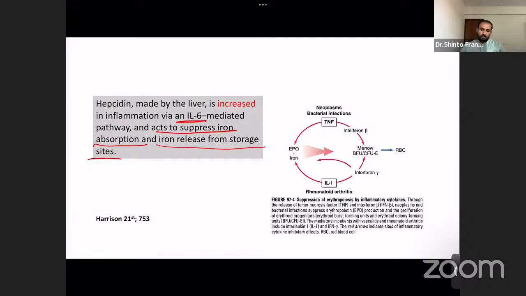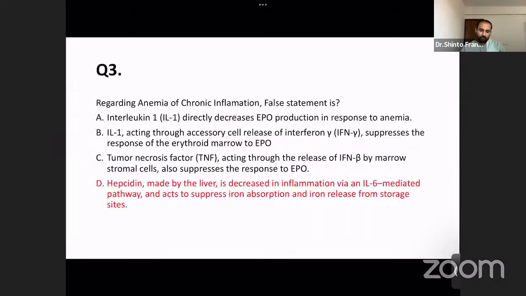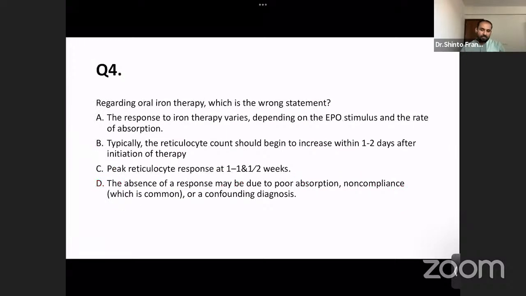Okay. And again in inflammatory states like rheumatoid arthritis, neoplasms, chronic infections, all these are the same thing again. So here the answer is D. Question number 4, regarding oral iron therapy, which is the wrong statement? When you frame this question, it is very important whether you see wrong, false, or exclusion, versus the right statement. So you should read the question correctly.